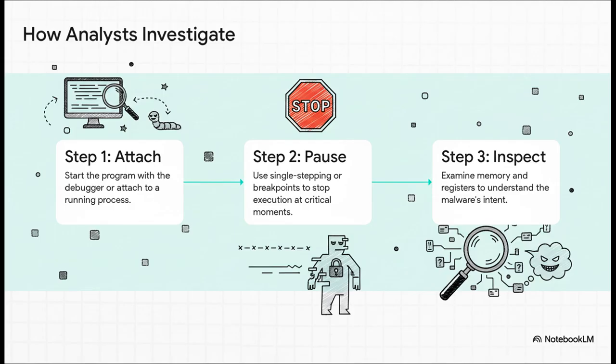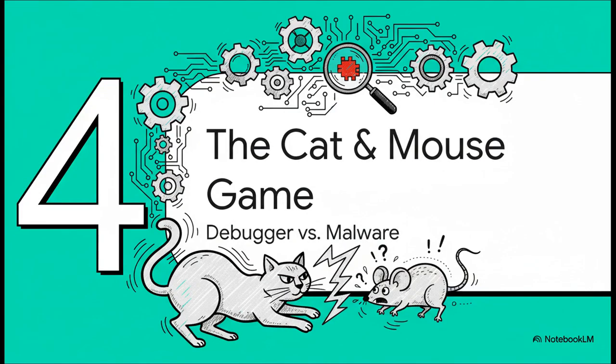Then, and this is the magic part, you pause it. You set what's called a breakpoint to freeze the program in a critical moment. And once it's frozen, you can inspect everything. You can see what's in its memory, what numbers it's crunching, all to figure out exactly what it's up to. And right here, this is where the real cat and mouse game kicks off.